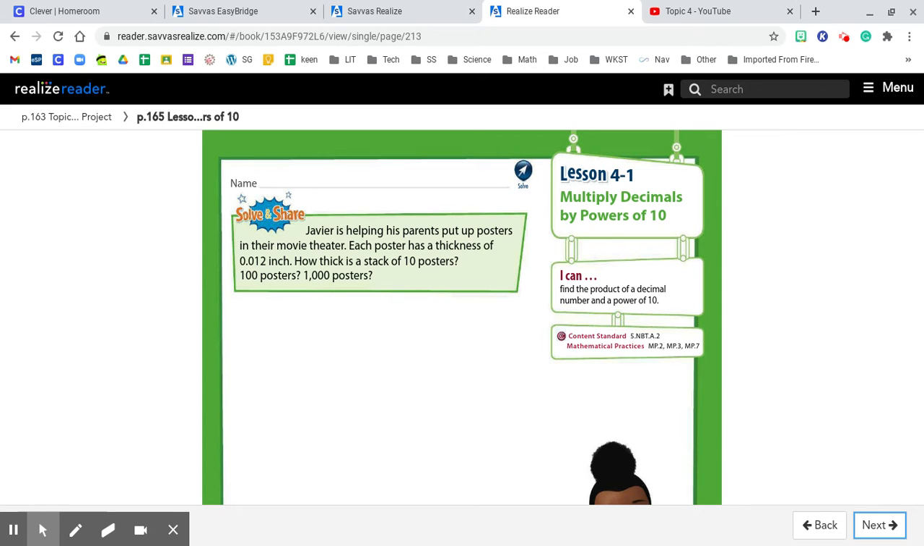All right, today we're practicing lesson 1-4, 4-1, multiply decimals by power of 10. I can find the product of a decimal number and the power of 10. So I like to call this lesson the decimal slide.